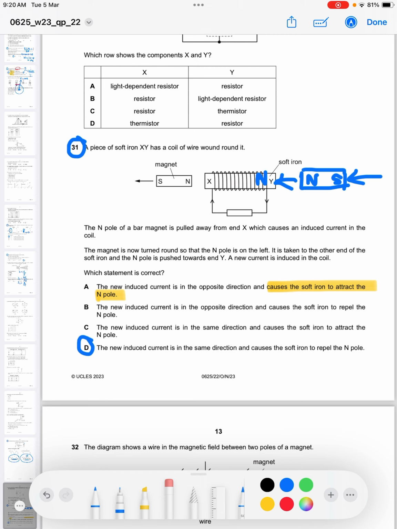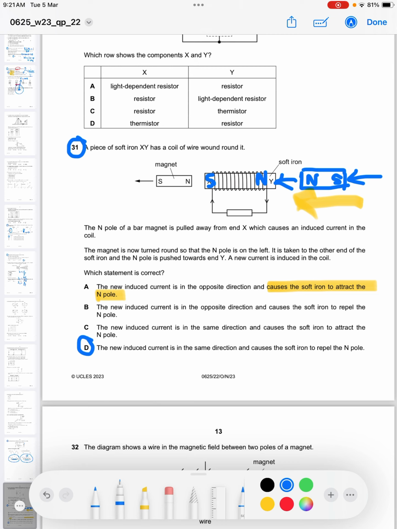Okay? Then the other part of this statement says the new induced current is in the opposite direction. Now, the direction of the induced current in the coil can only be determined by which side is north and which side is south. For example, in this case, when the magnet is being moved in like that, then this side is north and this side is south.